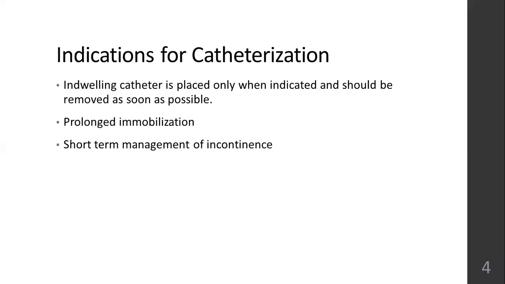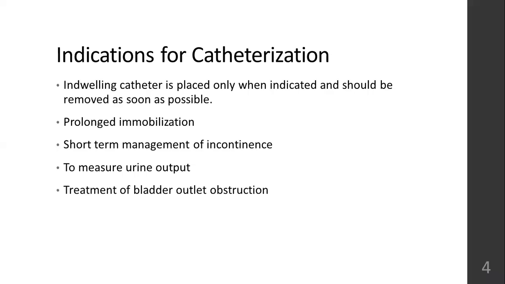Short-term management of incontinence, usually in senior patients who are not able to control their urination. They do not have urethral control. In those cases, short-term management is done through catheterization. Also to measure the exact urine output, specifically for nephrology patients, kidney care, transplant patients, dialysis patients. In these patients, we need the exact amount of urine output, so based on that the fluid intake can be calculated.